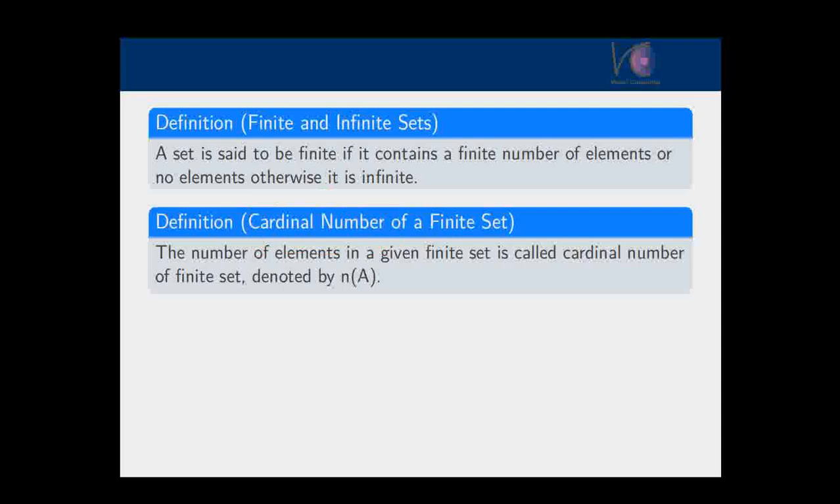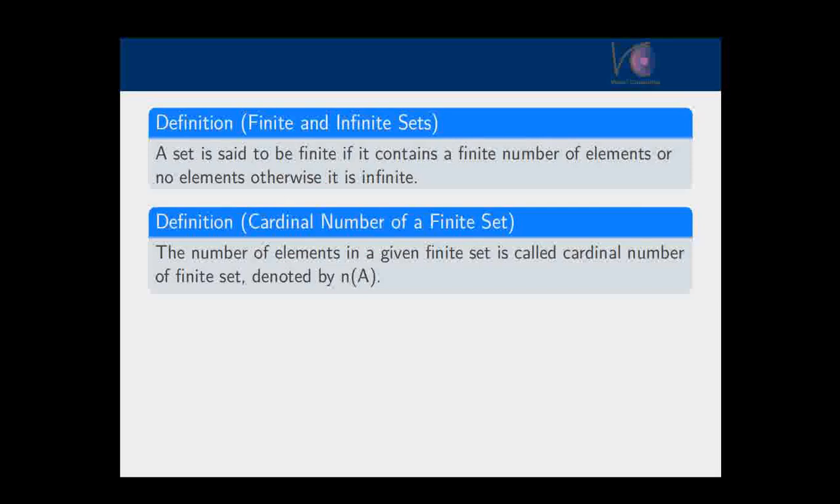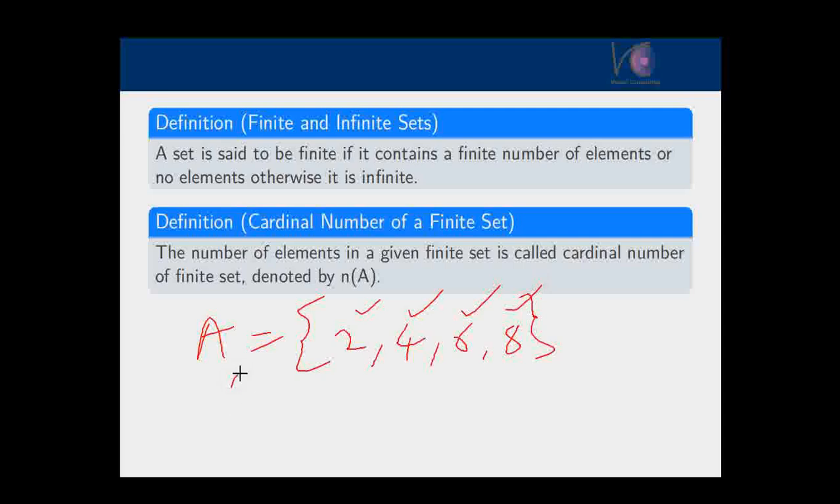So let's assume we have the set A is equal to 2, 4, 6, and 8. Could you give the cardinal number of this set? That is the number of elements. First of all, you have to understand that you have a finite set. So is this set a finite set? Yes, it is, because we have a number of elements that we can count. Now, what is this cardinal number? The cardinal number is denoted by n(A), the number of elements in A, and this is going to be equal to 4.